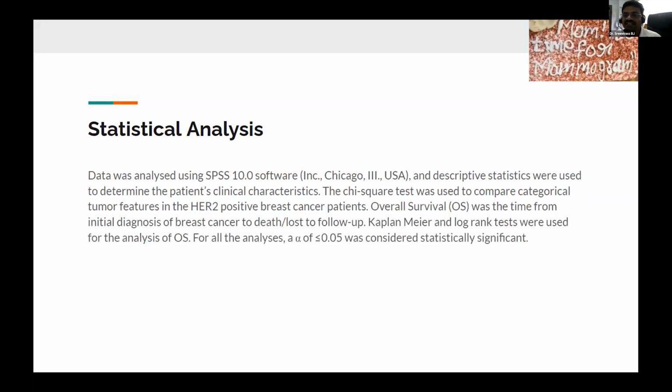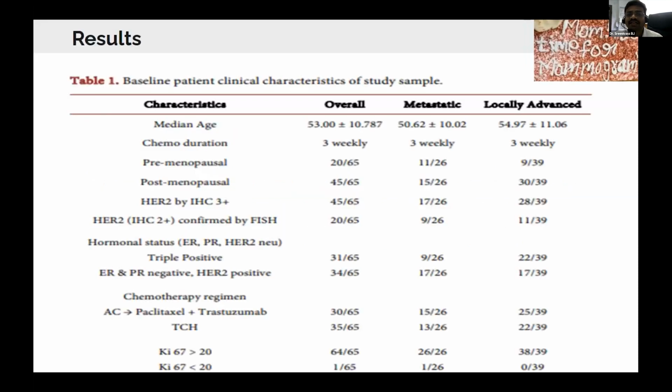Statistical analysis was done as per our statistician. This is the baseline characteristics of our patients. Around 65 patients were included in this study. Mean age was around 53 to 54 in both metastatic and locally advanced patients. The chemo duration was 3-weekly therapy. Premenopausal were around 20 patients in total, and postmenopausal around 45 patients.